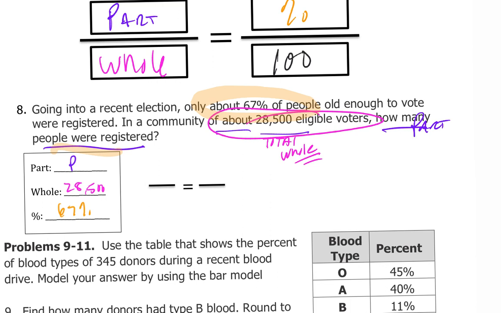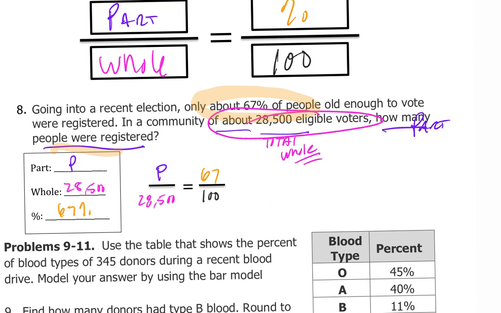Now, if you do this every time, you'll be safer, right? Now we just plug things into their place. We don't know the part, so we put P here. We know the whole is 28,500. And we know that the percent is 67. We know that this is always 100. Okay, and now set up the cross product equation.